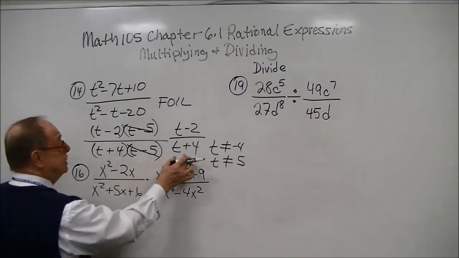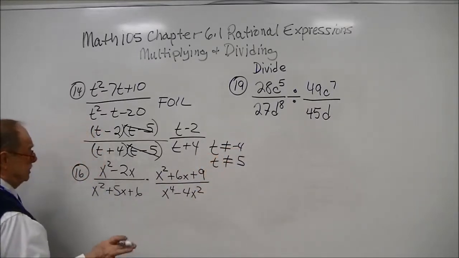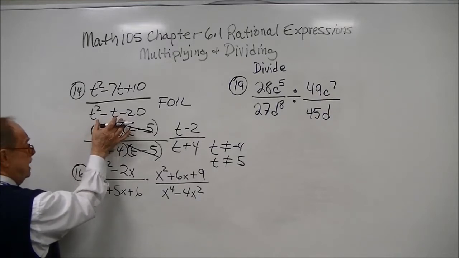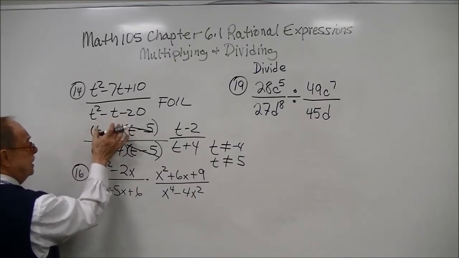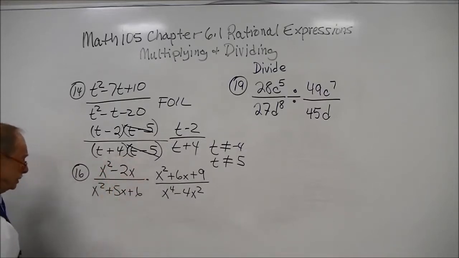Now you might say, shouldn't it just be the -4? And the answer is no, because this was your original expression in the denominator. So you have to include the original factorization as to what would make the denominator a 0.